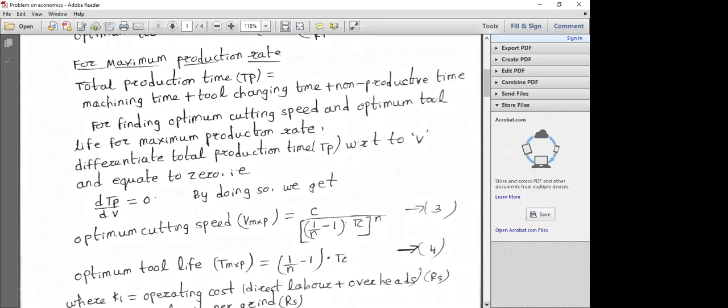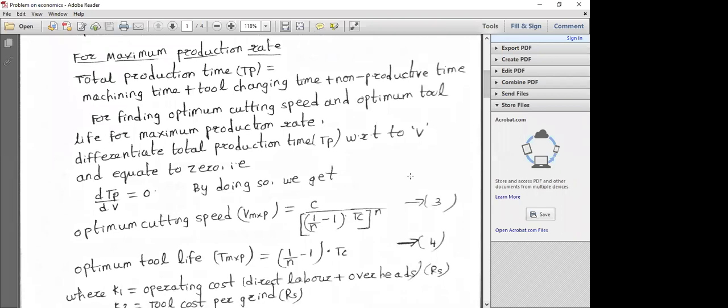I already told you for metal cutting cost, be prepared with the calculator and notes. It is a big problem. All of you have to note down and try to understand what is given and what is asked. Here, what is K1? Again I'm repeating, K1 is direct labor cost plus overhead charges, known as the operating cost. K2 is the tool cost per grind.